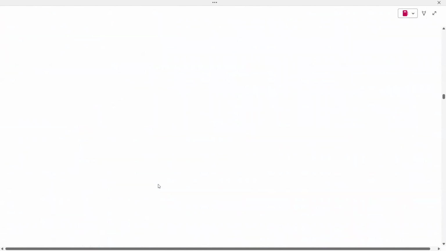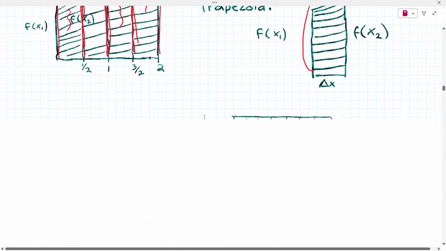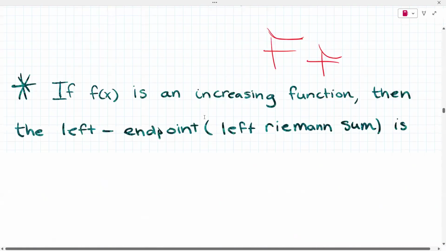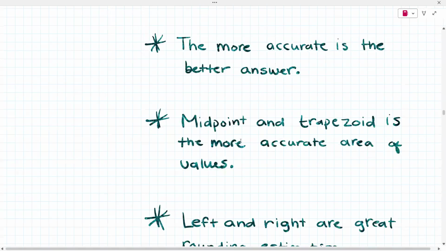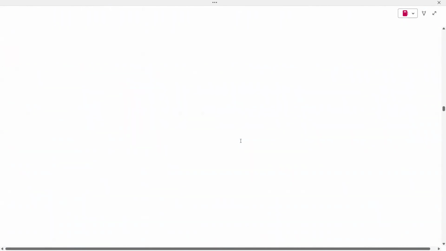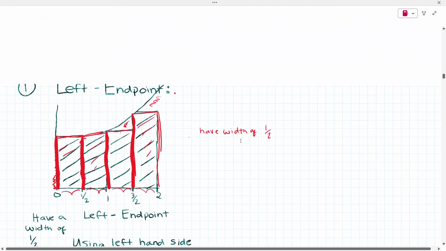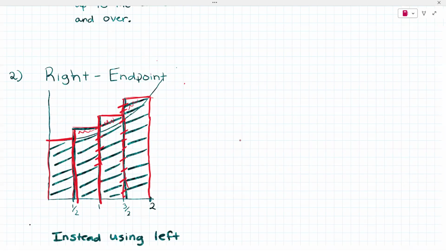What else can we say? We can also say the right endpoint is an overestimation. So look at your increasing function and look at the right endpoint and tell me, is that going to be an overestimation? Here's an increasing function and the right endpoint. Yes, we don't need the area of this, so this is too much.